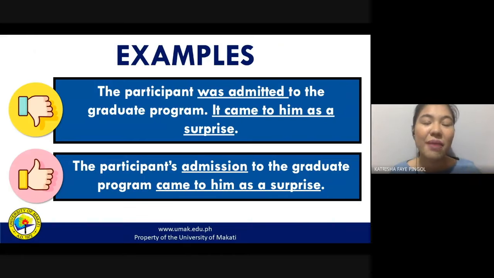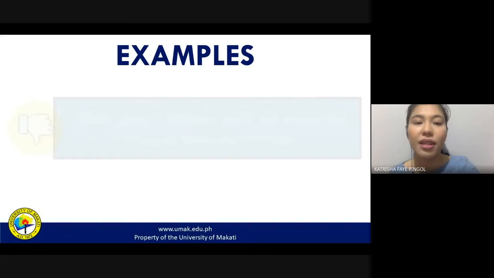Now, this example is actually an example of nominalization. Nominalization simply refers to us replacing certain words or phrases with another word or a noun. So take for example, we replace the verb phrase was admitted with the noun admission. That's an example of nominalization. Let's go to the next one.